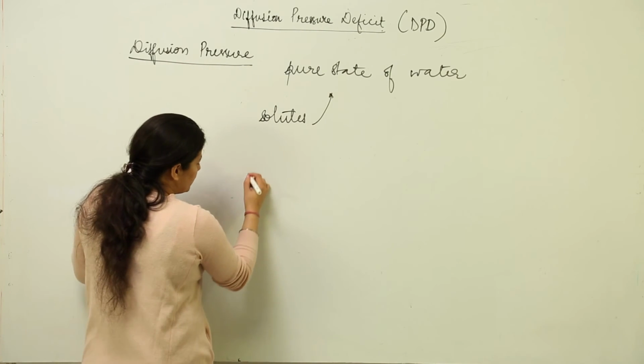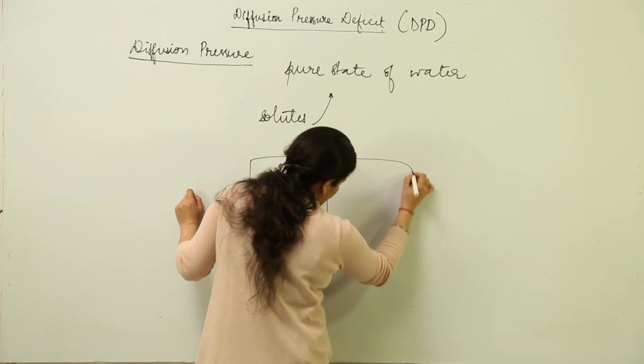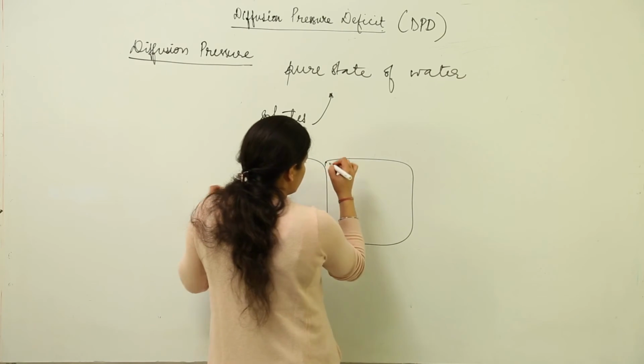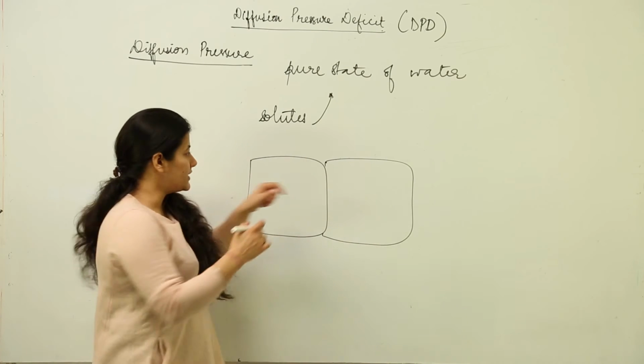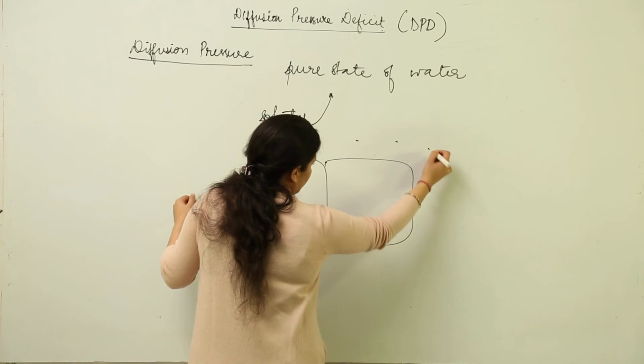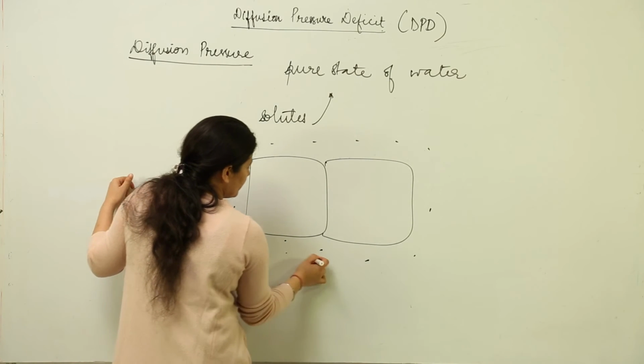But for understanding purposes, supposedly this is one cell and this is another cell. Both of them are in contact. Now we have to measure the DPD between these two cells and whatever solution is present over here, the solution that they are in contact with.